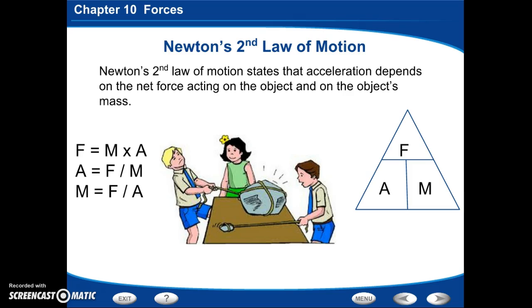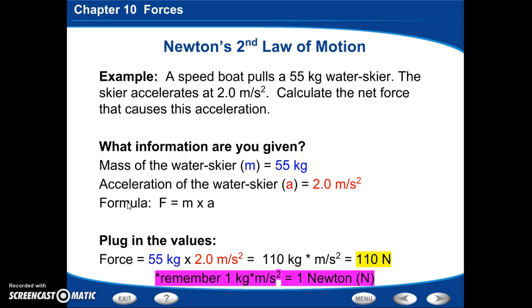Newton's second law of motion says that acceleration depends on the net force acting on the object and the object's mass. And you can think of it as our triangle of acceleration, force, and mass. So force is equal to mass times acceleration, or if you're finding acceleration, it's force divided by mass, and if you're finding mass, it's force divided by acceleration.